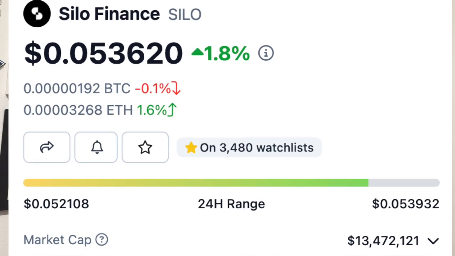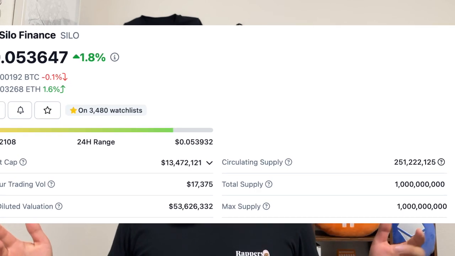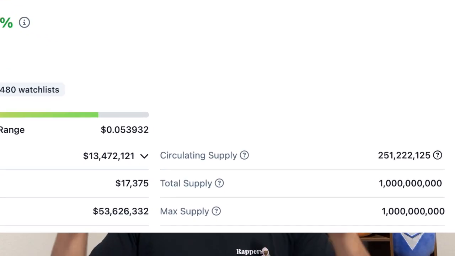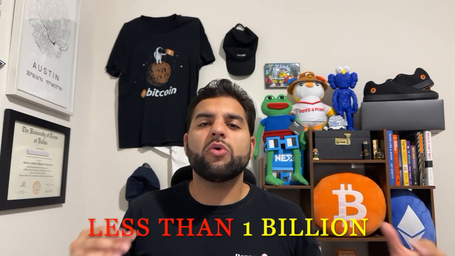Now diving into the tokenomics, Silo is currently sitting at less than a $14 million market cap, and that is very low. That would be considered a low-end mid to a high-end low market cap coin. And the current circulating supply is 250 million coins with a maximum supply of 1 billion coins. So I already like the tokenomics. And when we are talking about supply, I ideally want to look at a coin that's less than a billion tokens, because the lower the supply, the higher the demand.